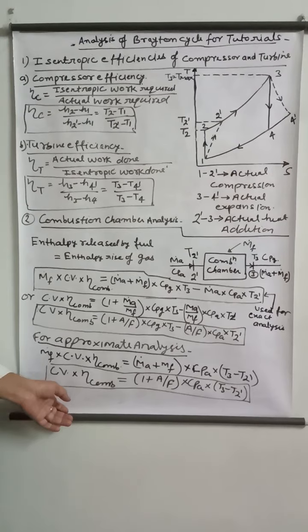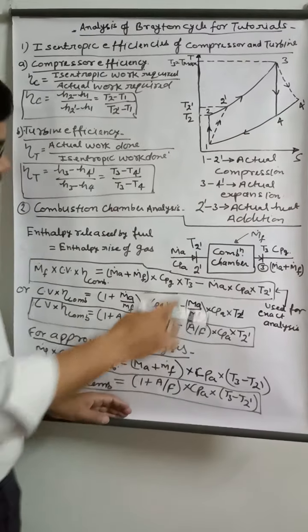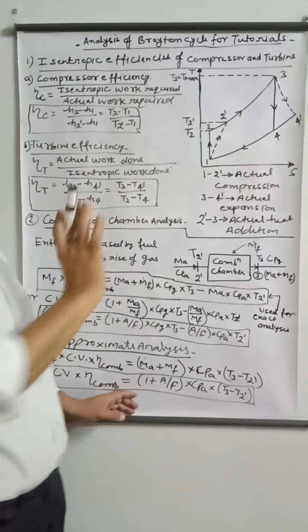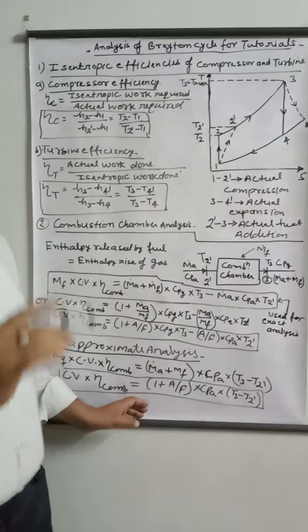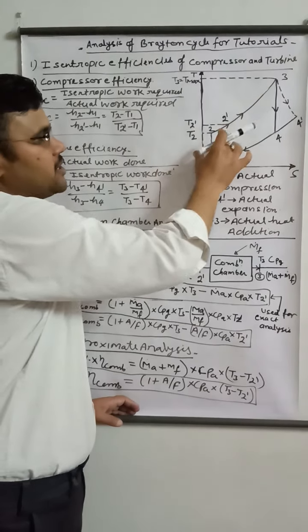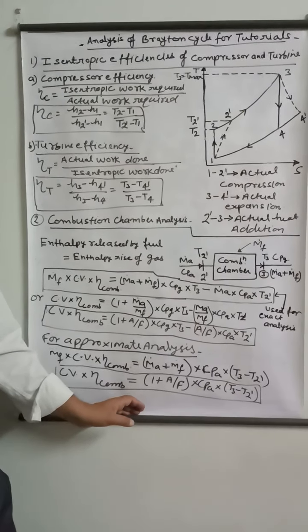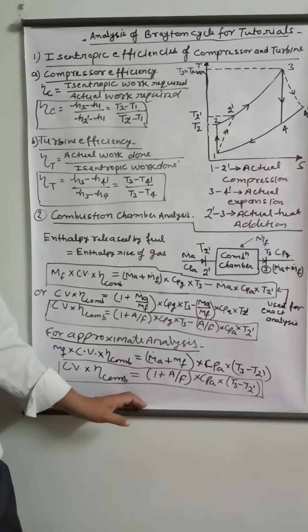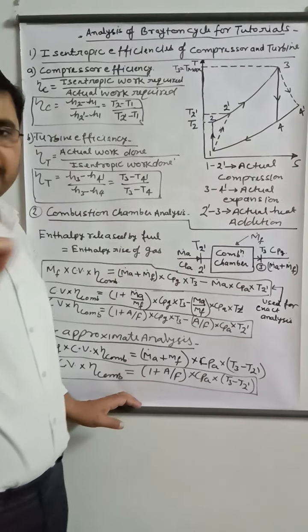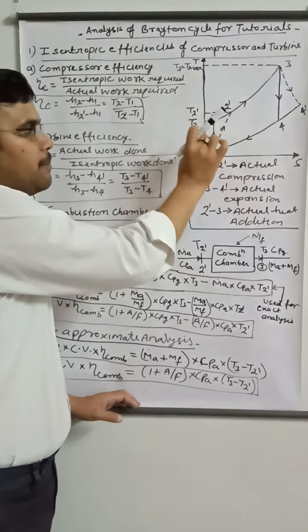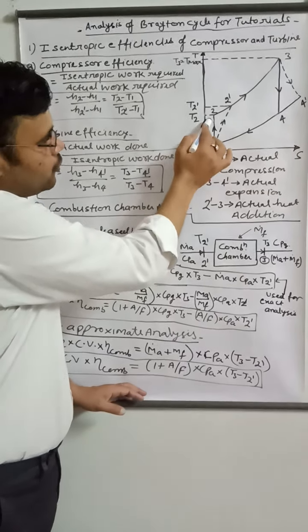What happens there? Actually, in the last lecture, we considered isentropic compression and isentropic expansion: 1 to 2 isentropic compression and 3 to 4 isentropic expansion. But actually there is irreversibility in the compression process and the expansion process also. Why? Because fluid friction and other types of friction are present. That is why there will be irreversibility, and due to irreversibility more compression work is required as compared to the isentropic process. You can see here 1 to 2, right?